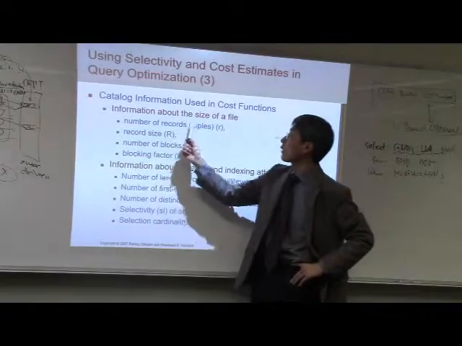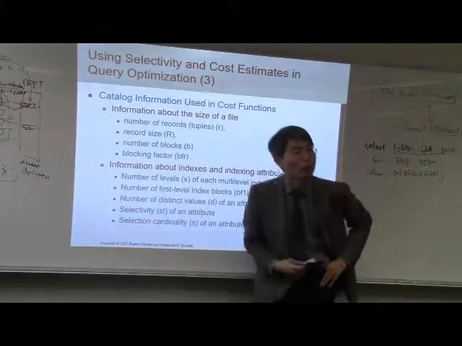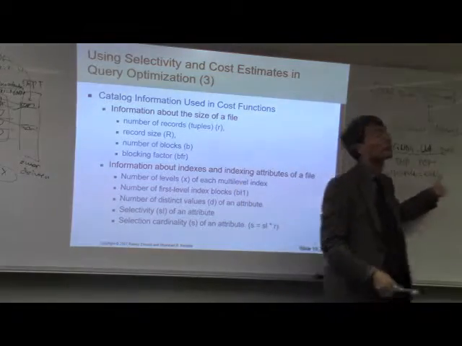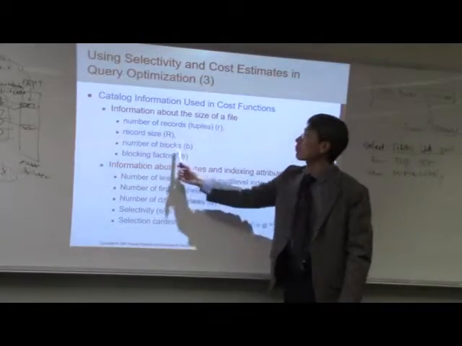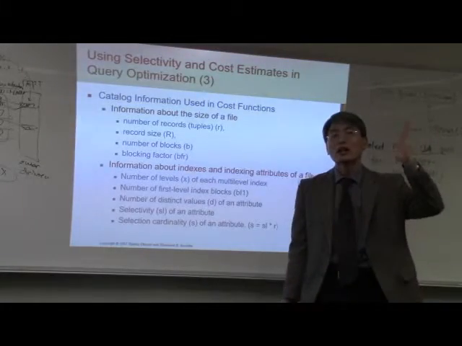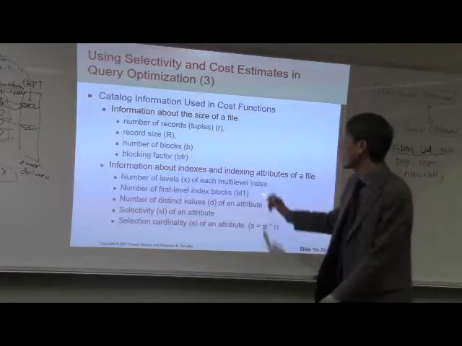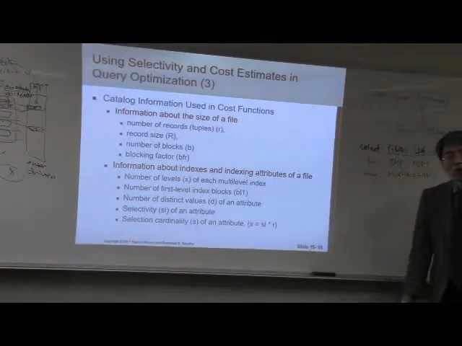However, we need to calculate how many blocks we need to access, how many blocks for the employee table, how many blocks for the department, using the blocking factor. Blocking factor means the average number of records in one block. Okay. Then additional information.